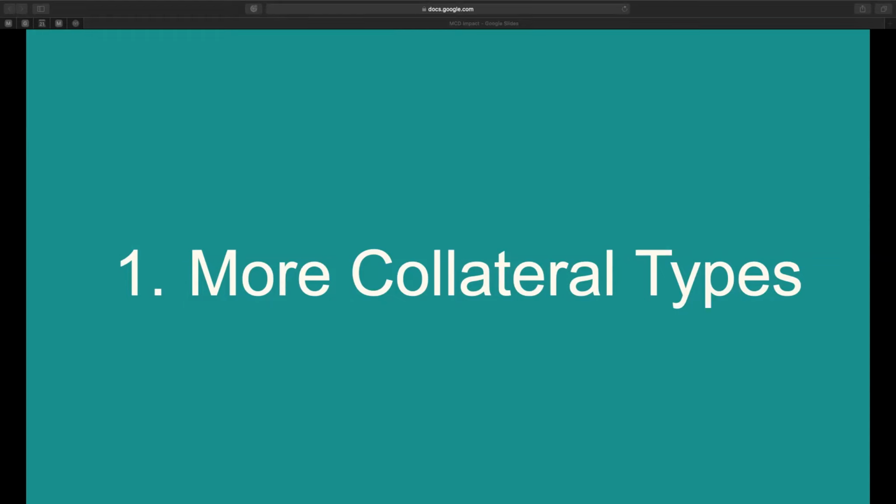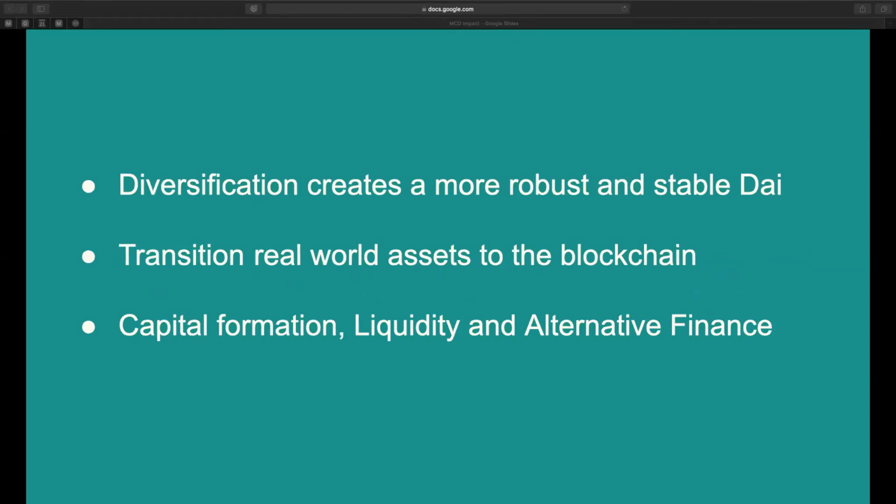So, what does it mean that the protocol can use multiple collateral types? At the core of MCD is the requirement to attract as many uncorrelated collateral types as possible. The more uncorrelated the collateral types, the more diversified the overall collateral portfolio is, resulting in lower risk and a lot more stability for the system and, by default, the stable coin.